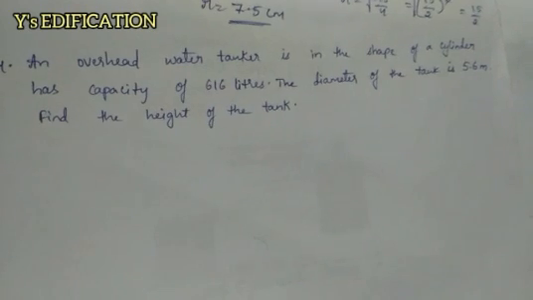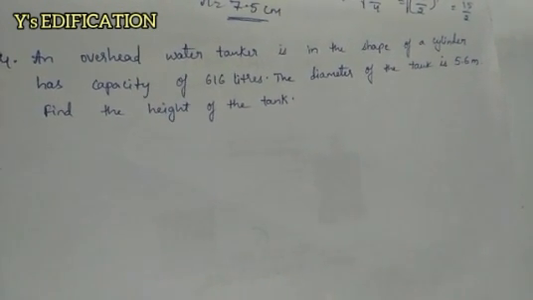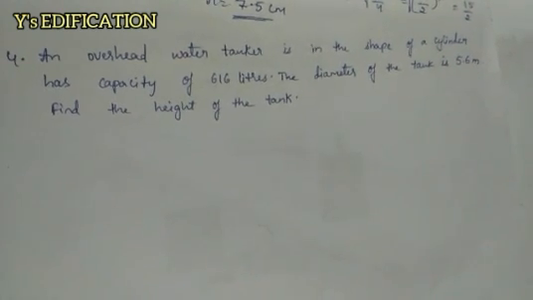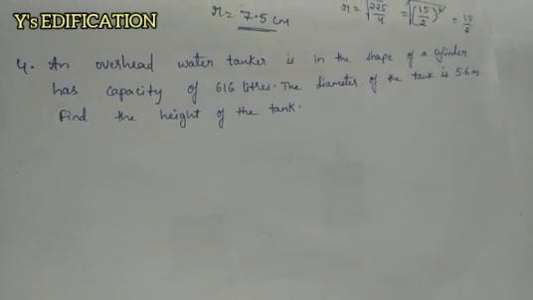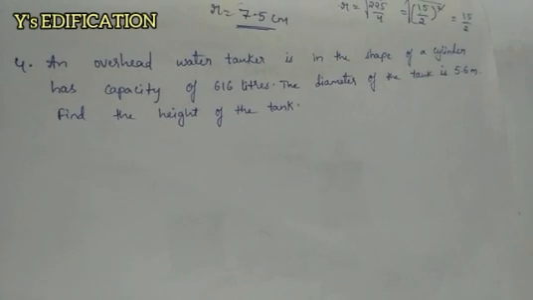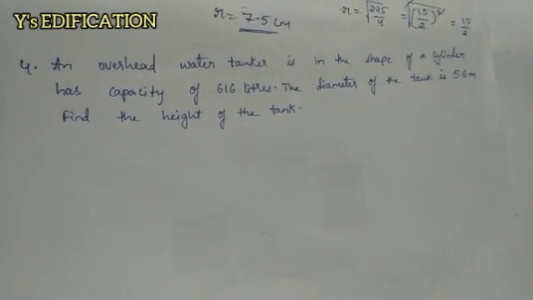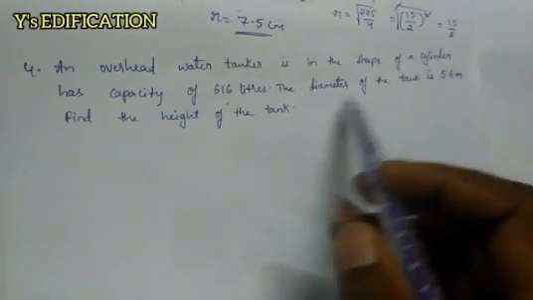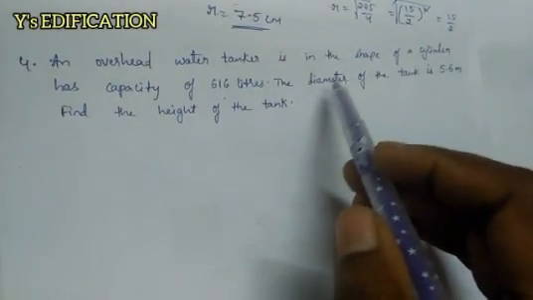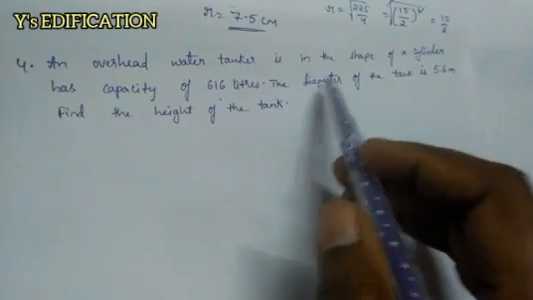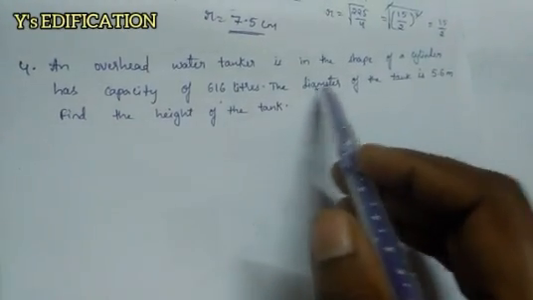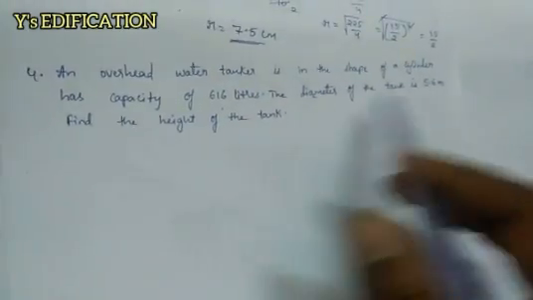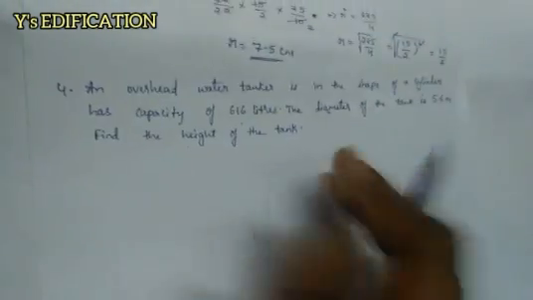Next question. An overhead water tanker is in the shape of a cylinder, has a capacity of 616 liters. The diameter of the tank is 5.6 meters and find the height of the tank. So they gave the volume of a cylinder. Volume of the cylinder is 616 liters and the diameter is 5.6. They gave the diameter. So we have to convert this diameter to radius. That means radius is equal to diameter by 2. 5.6 by 2 is 2.8 meters. So the radius is 2.8. And height of the tank we have to find.